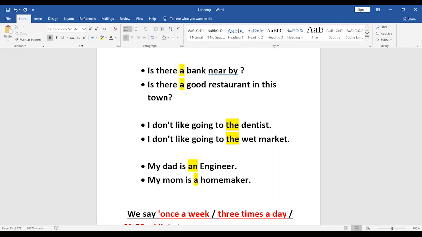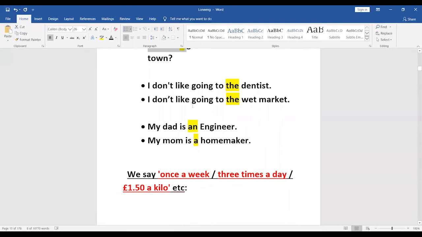And if I want to say, "Is there a good restaurant?" Any restaurant, but as long as it's good, then I'm using the article "a." Now, I don't like to go to the dentist because I really don't like getting that numb feeling on my teeth when he cleans the teeth, and it's very odd, right? I don't know how many of you like it. I don't like it either.